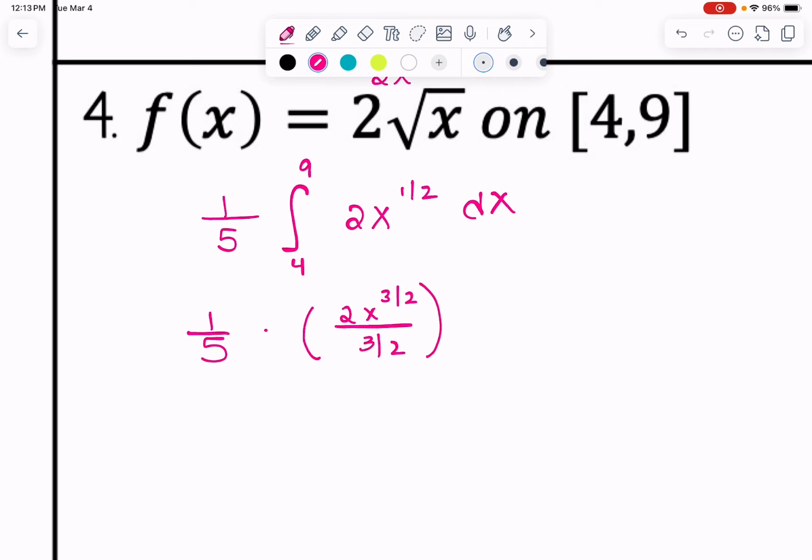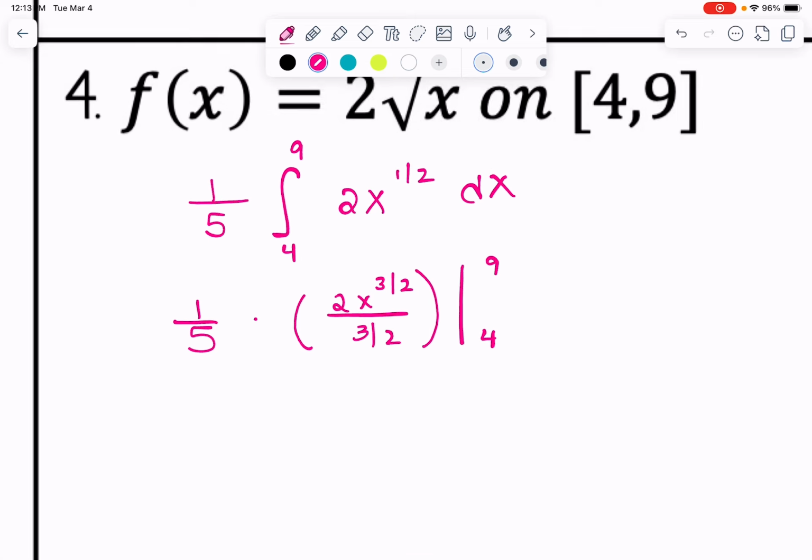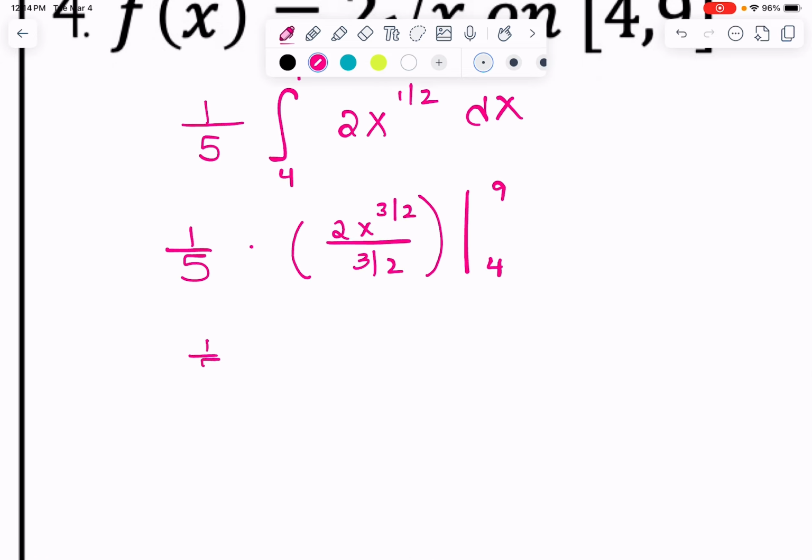We could also think about that as multiplying by the reciprocal. That would be the same idea. And we will be evaluating this from 4 to 9. So I'm just going to clean this up a little bit before I evaluate. So I'm going to put this as 1/5 times 4 square root of x cubed over 3. And that's what we will be evaluating from 4 to 9.